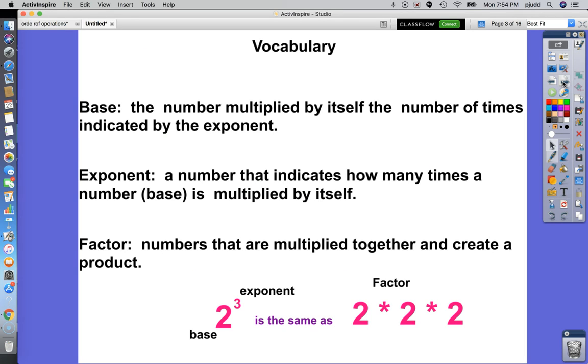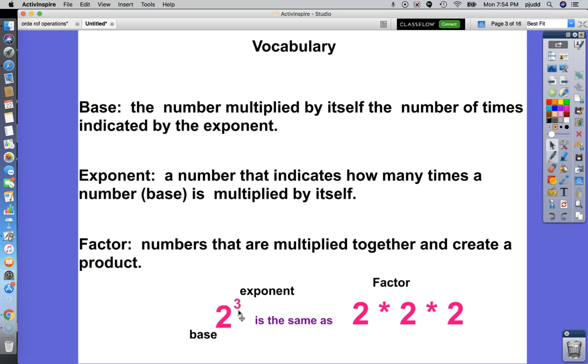So, vocabulary. The first vocabulary is base. The number multiplied by itself, the number of times indicated by the exponent. And the exponent is a number that indicates how many times a number or base is multiplied by itself. A factor, numbers that are multiplied together and create a product.